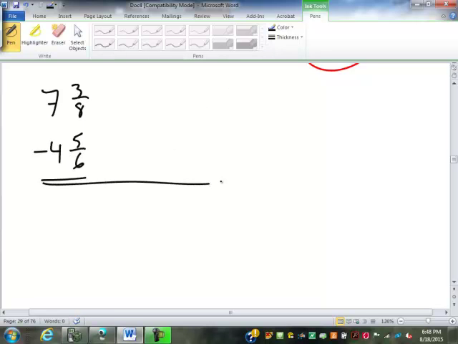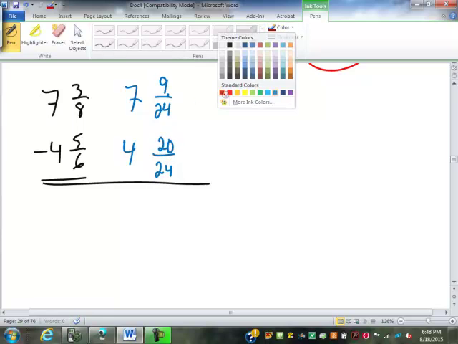You guys talk me through this one. I'll put in the 7 and the 4. What do I do next? Common denominator? 24. Perfect. What goes here? 9 and 20. Okay, now what?